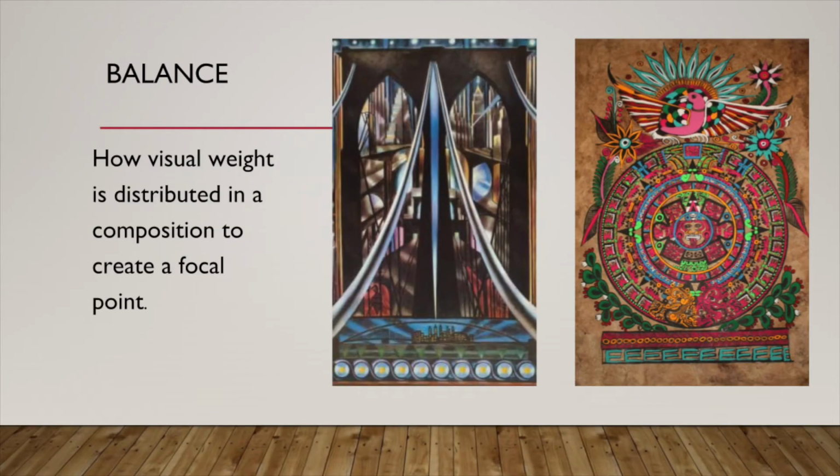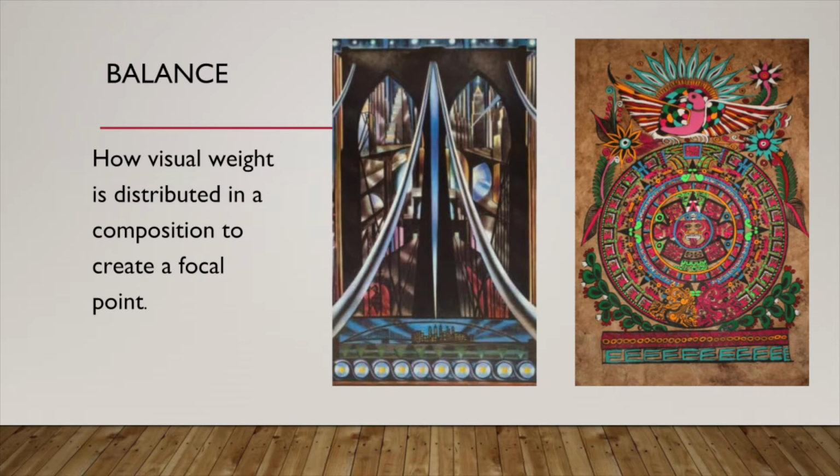The first principle of design is balance. Balance is how we use visual weight distributed in a composition to create a focal point. You can see in the examples, the first one, the one on the left, of a bridge. And you can tell that the visual weight is those very, very large arch shapes within the bridge structure, that large dark shape that has a lot of weight in the picture.